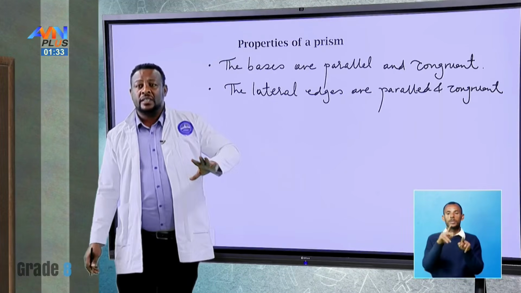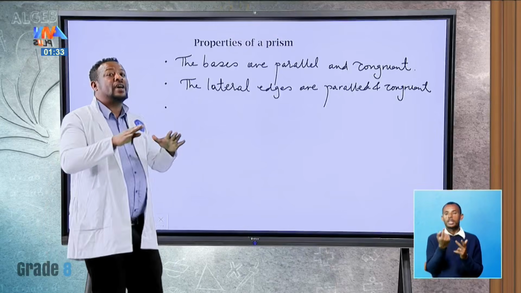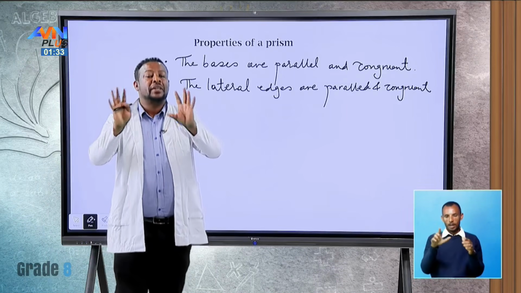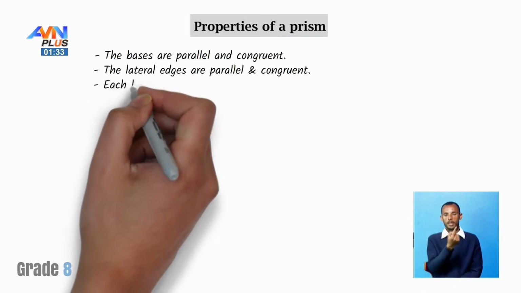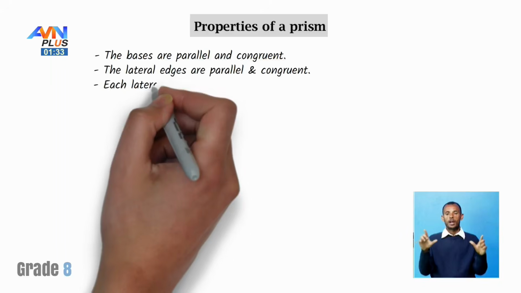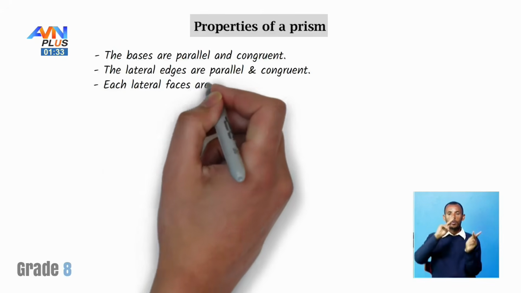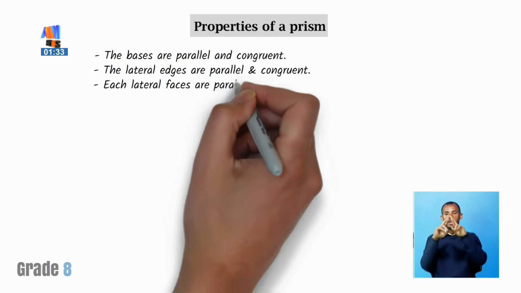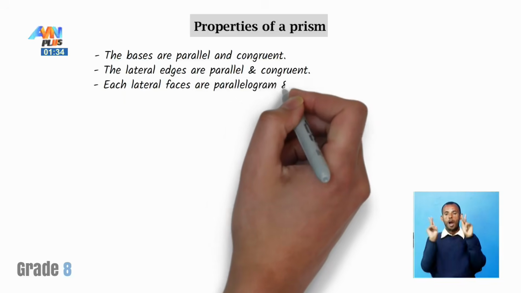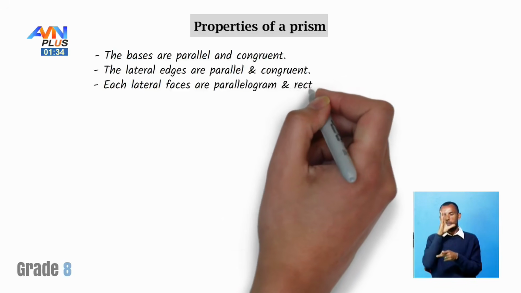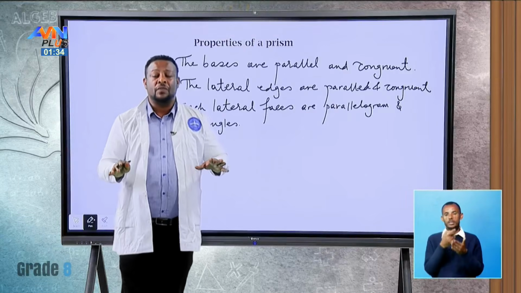Okay, so this is the other properties. And the third one is each lateral face is a parallelogram or rectangle. Okay, these are some of the properties of a prism.